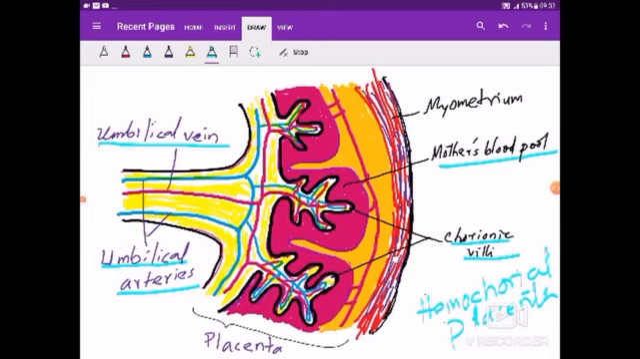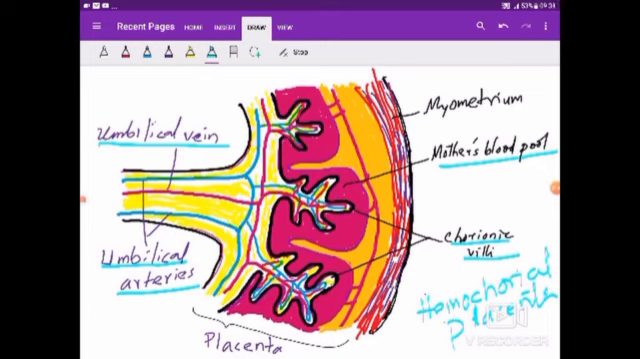So the placenta works like the kidneys, the lungs, and the digestive system of the fetus actually, because this is the only source for getting the nutrients and getting rid of the wastes during the embryonic development.